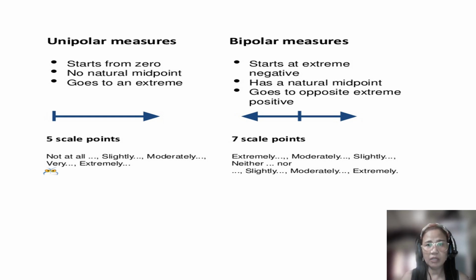Next, bipolar measures. It starts at an extreme negative, has a natural midpoint, and goes to the opposite extreme, positive. So these are the choices. You have 7 choices, which are extremely, moderately, slightly, neither nor, slightly, moderately, extremely. So guys, these are the examples of unipolar and bipolar measures.